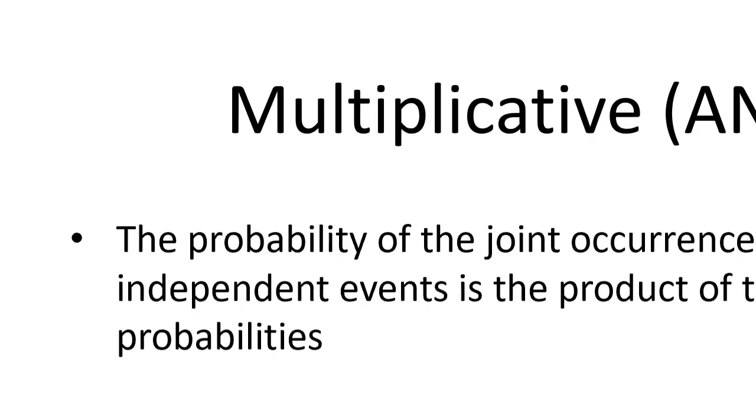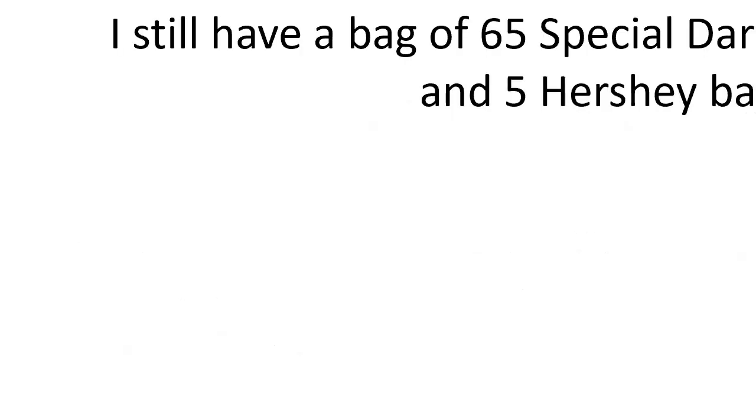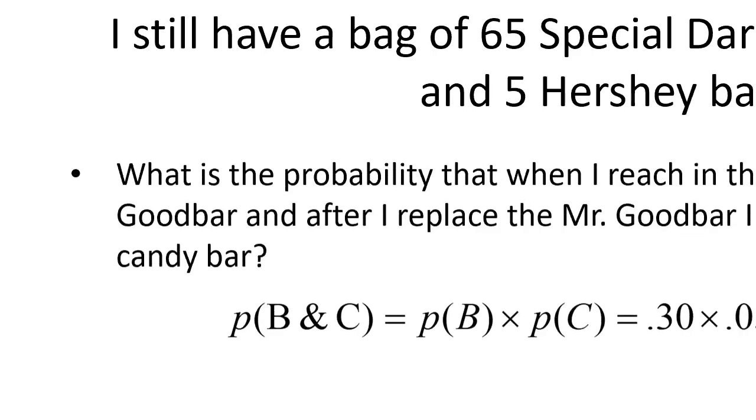Now the multiplicative or AND rule of probability is about joint probabilities. So this is more than one event co-occurring. So if you want to determine the probability of independent events co-occurring, you multiply those probabilities together. So what is the probability that when I reach into the bag, I'll first select a Mr. Goodbar, and let's just, to keep this simple, let's just say, and then I'll replace the Mr. Goodbar, shake up the bag, and then select a Hershey's.